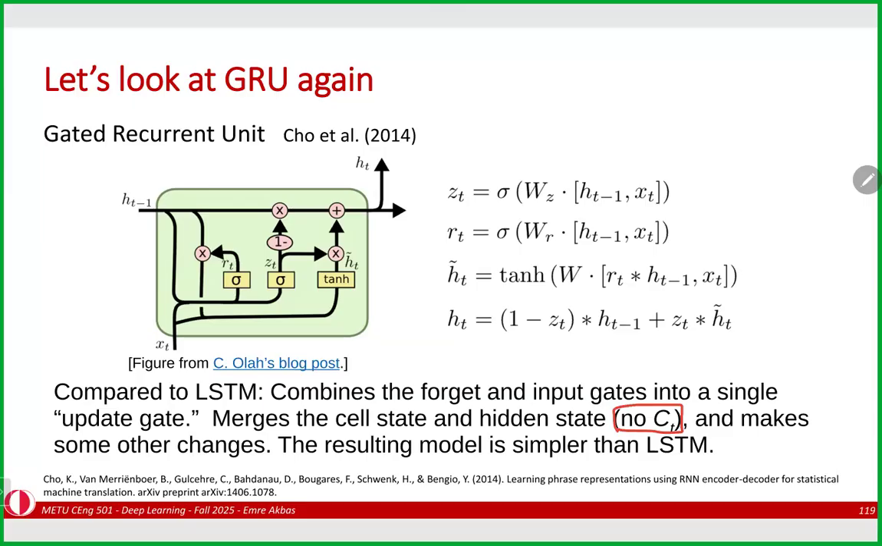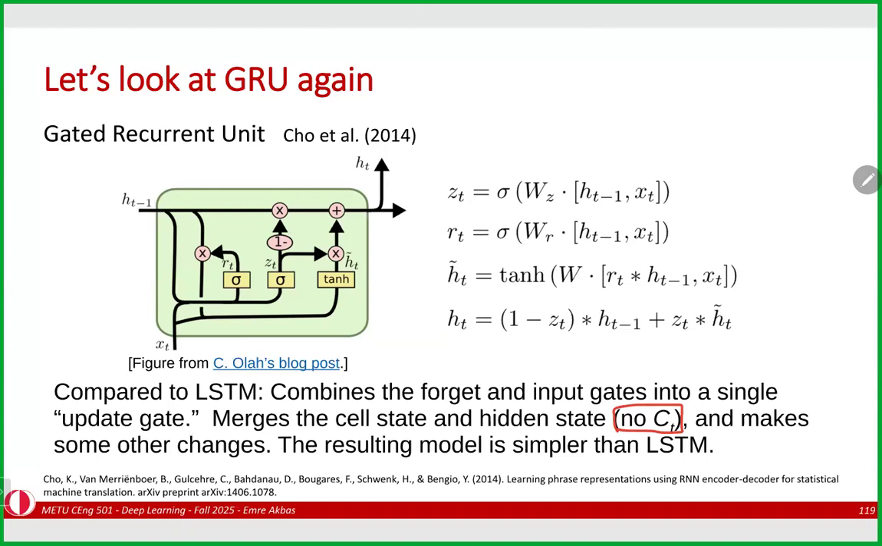The resulting model, GRU, is simpler than LSTM, and in practice GRU works as well as LSTM. So if you have a project where you need to use an LSTM, for example time series processing, you can go for a GRU instead. It has fewer hyperparameters to tune. It's simpler. Okay, any questions about LSTMs? Yes.